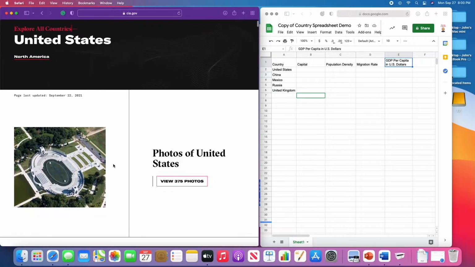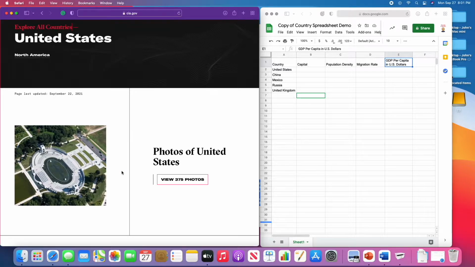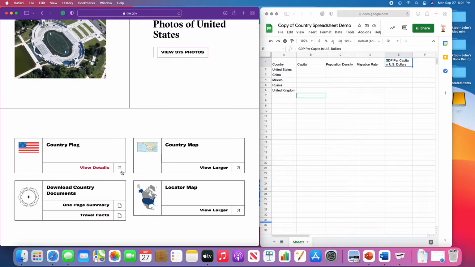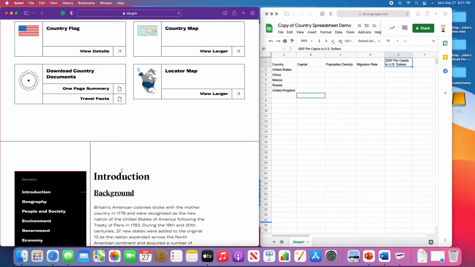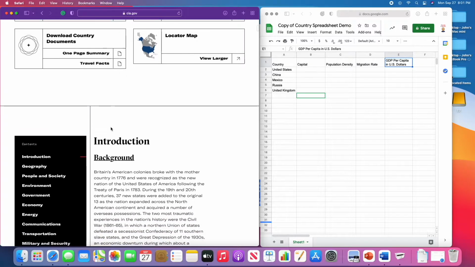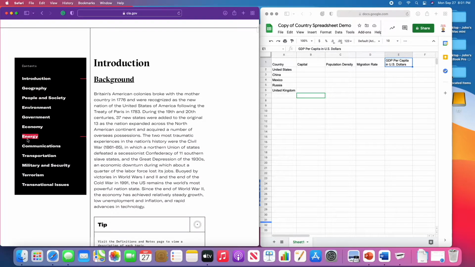It says the United States is in North America, the continent. Scroll down, we've got photos, country flag, country map, locator map, one-page summary, travel facts. Those sources of information could be useful to students for a variety of projects. But we're going to scroll on down here, and we're going to see the contents of the United States page. We've got the introduction, geography, people and society, environment, government, economy, energy, communications, transportation, military and security, terrorism, and transnational issues.